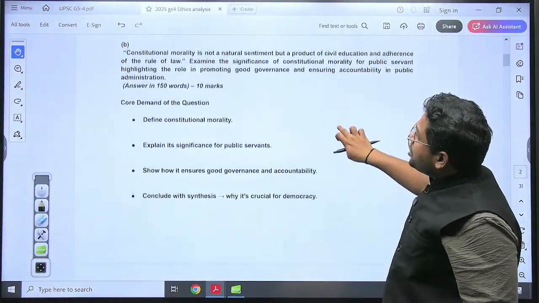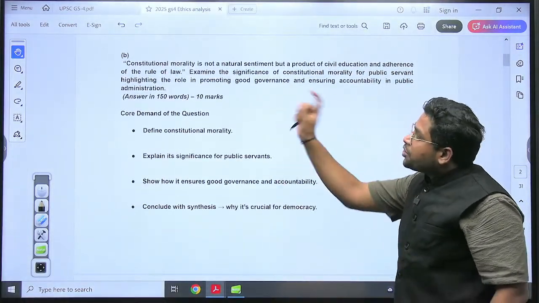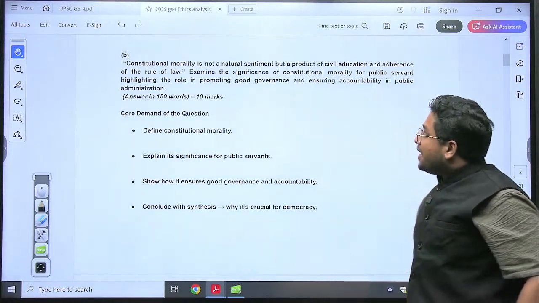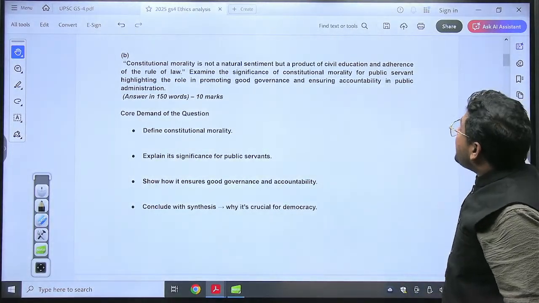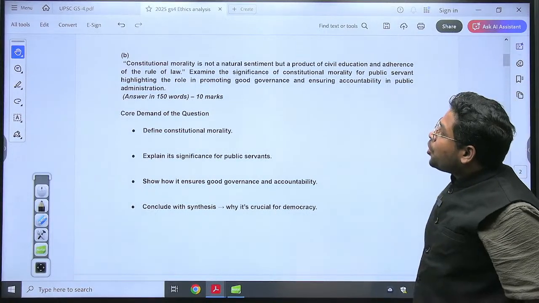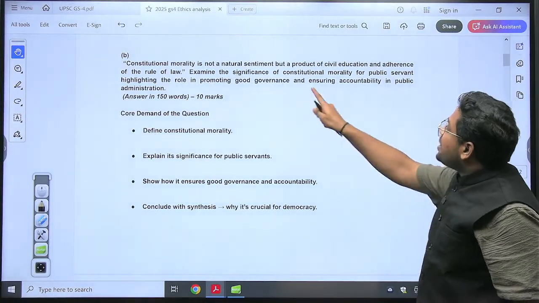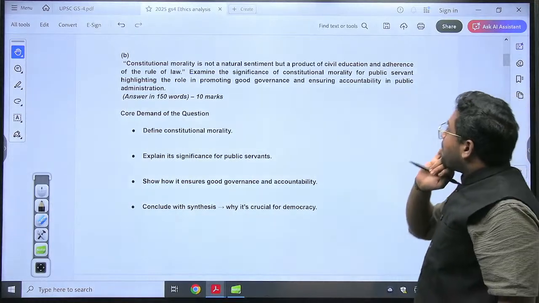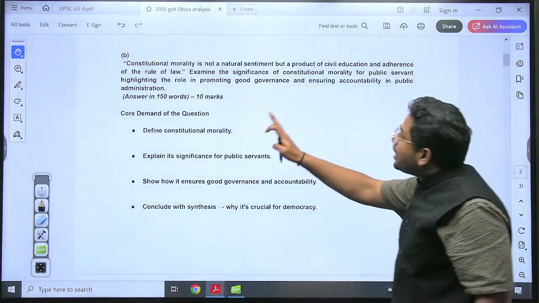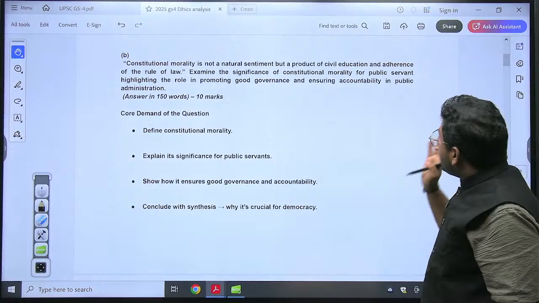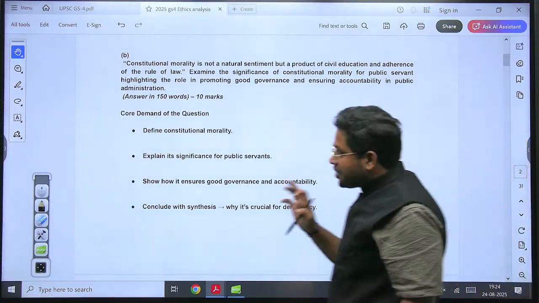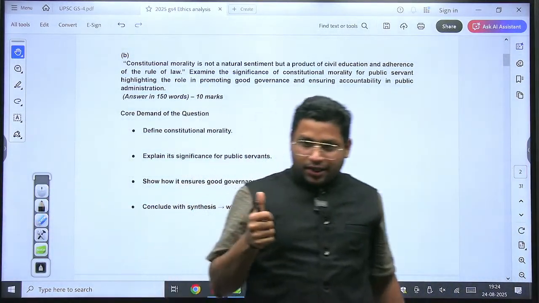Now see the next question. Constitutional morality is not a natural sentiment, but a product of civil education and adherence of the rule of law. Examine the significance of constitutional morality for public servant, highlighting the role in promoting good governance and ensuring accountability in public administration. Now one thing.